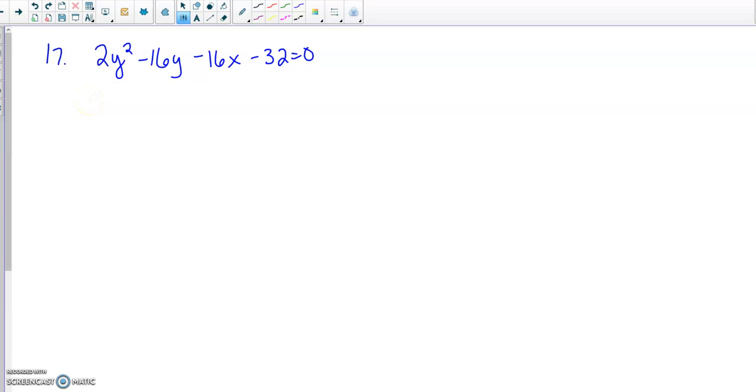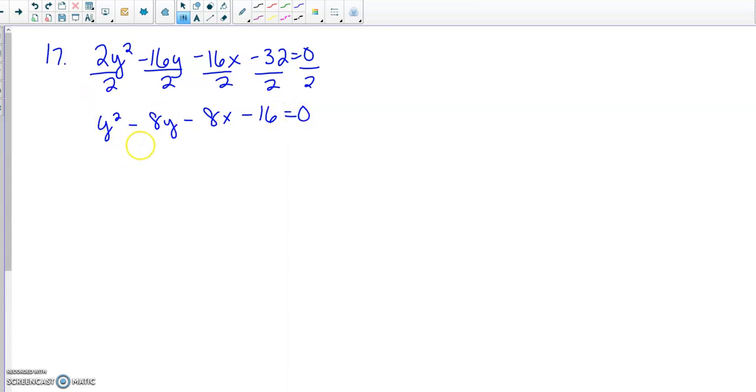Hey guys, so here we have to write our parabola equation. So we've got to do some completing the square. Remember, whatever is in front of the y term has to be a 1 by itself. So we're going to divide everybody by 2. When we do that, we get y squared minus 8y minus 8x minus 16 equals 0.